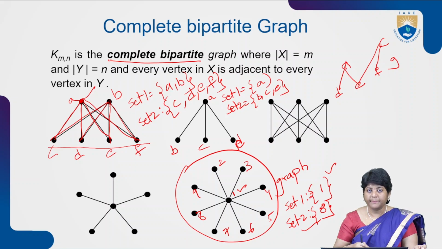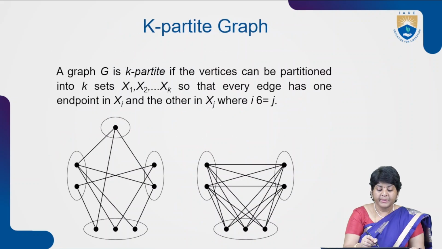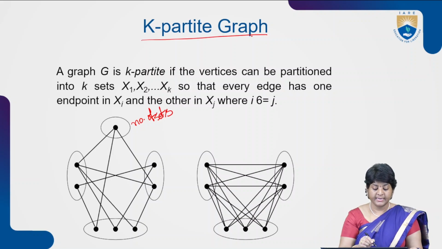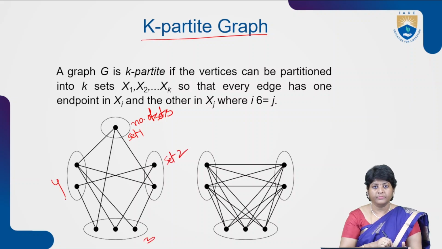So, bipartite, complete bipartite. And the next topic is k-partite. Here, the k-partite graph is analyzed based on the number of sets. This is set 1, which may or may not contain n number of vertices. If at least one vertex is established, then it comes under a set. This is set 2, assume, and this is set 3, and this is set 4. Okay, this is a k-partite.